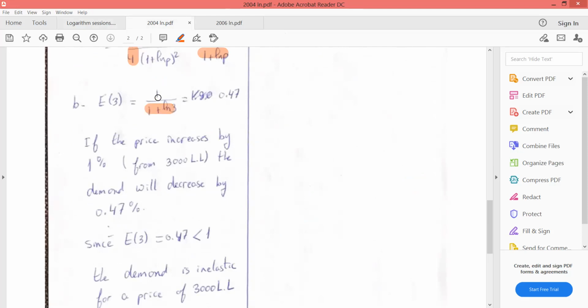Please, I ask you to practice on the calculator, and you must not just copy the results. Please check the numbers. Try to practice using your calculator. So E of 3 is 1 over 1 plus ln 3. By using the calculator, we get 0.47.